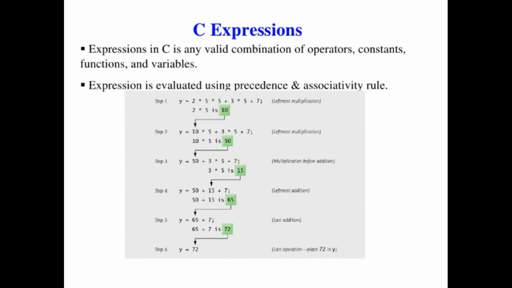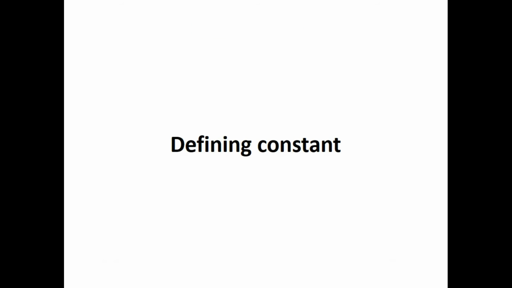Now see this expression example. We have already solved some expressions. An expression in C is any valid combination of operators, constants, functions, and variables. An expression is evaluated using the precedence and associativity rules of the operators in that expression.